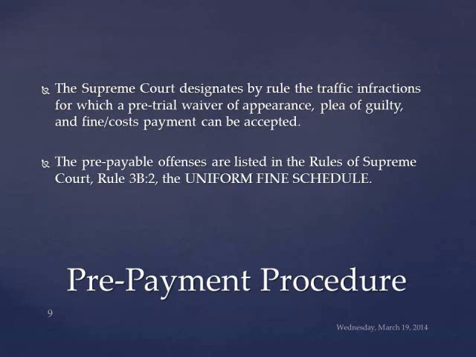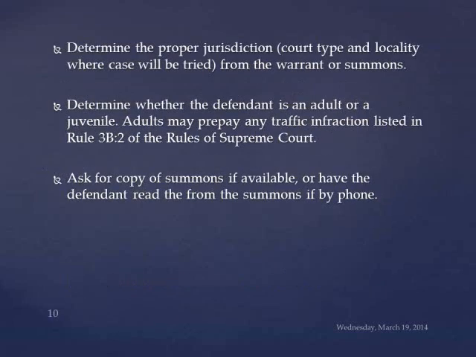Okay, next we'll go through prepayment procedures. The Supreme Court has to designate by rule which infractions can be prepaid as well as which criminal offenses can be prepaid. And the Supreme Court of Virginia has come out with a uniform schedule of prepayments and what the fines and costs would be. After that, the clerk needs to determine the proper jurisdiction for the case and determine whether the defendant is an adult or juvenile. Juveniles can only prepay in very limited circumstances.